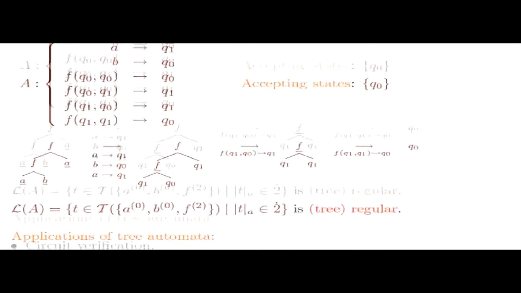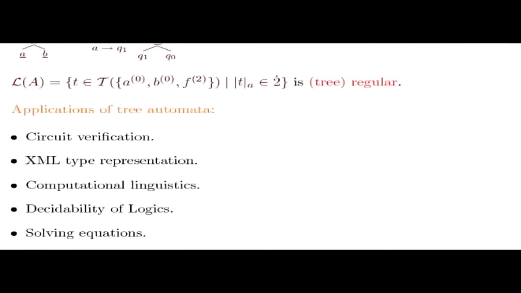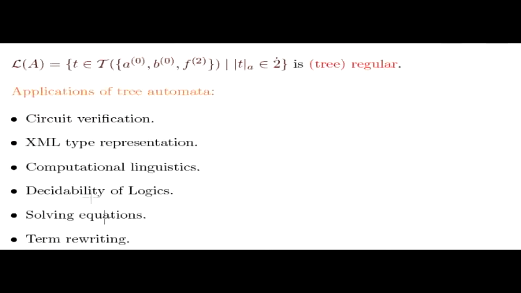These are some contexts where tree automata have been useful. For example, in circuit verification, tree automata are used for computing reachable and unreachable sets of configurations. In XML, types are usually represented by tree automata.